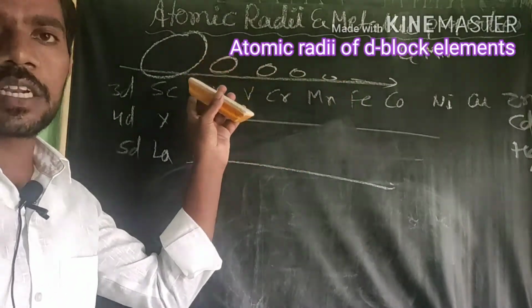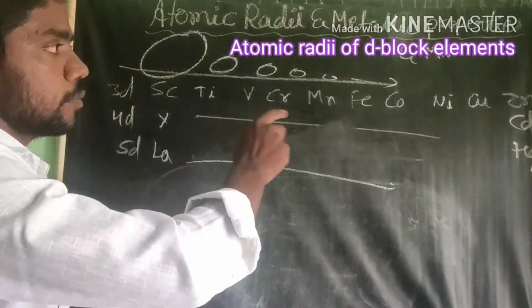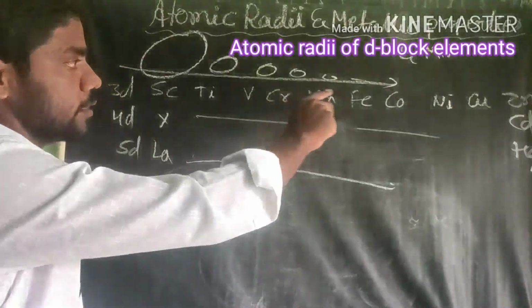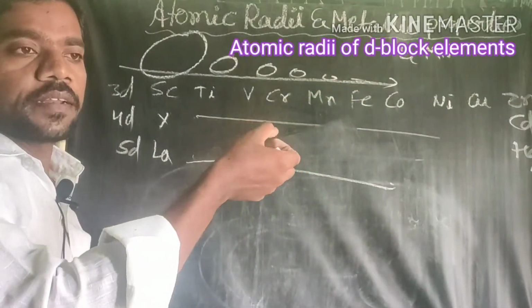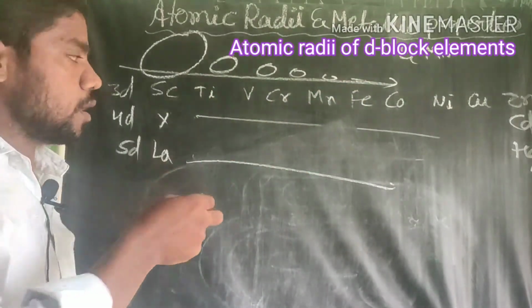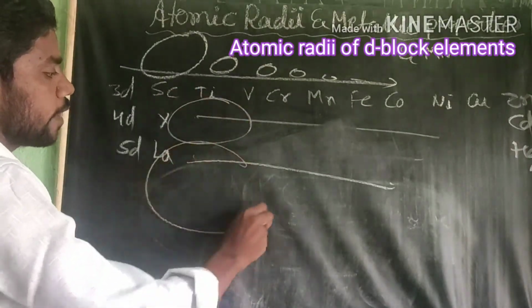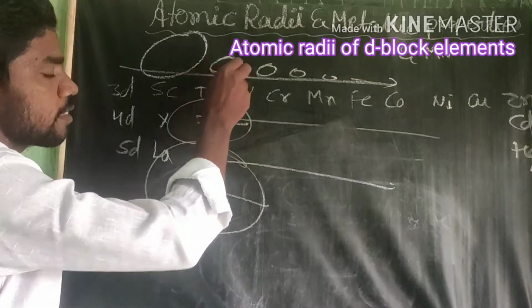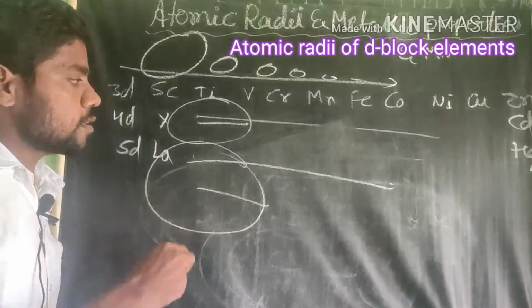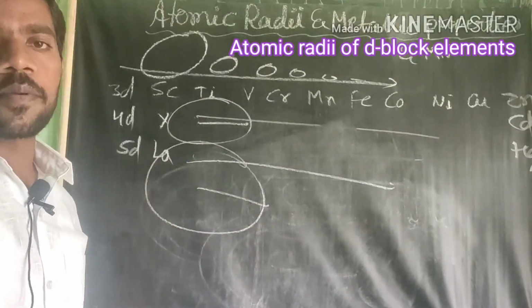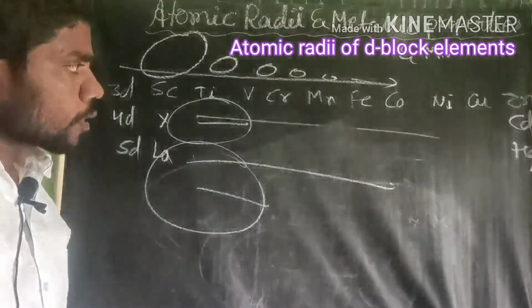All valence electrons enter into the 3D block element. In the 3D series only, their electrons enter. Therefore, the atomic size will decrease, because electrons enter into the same shell. From top to bottom, for example, it is 3D. Next one 4D. Next one is 5D. Therefore, the number of shells, K shell, L shell, M shell, increases. The atomic radii will increase from top to bottom.